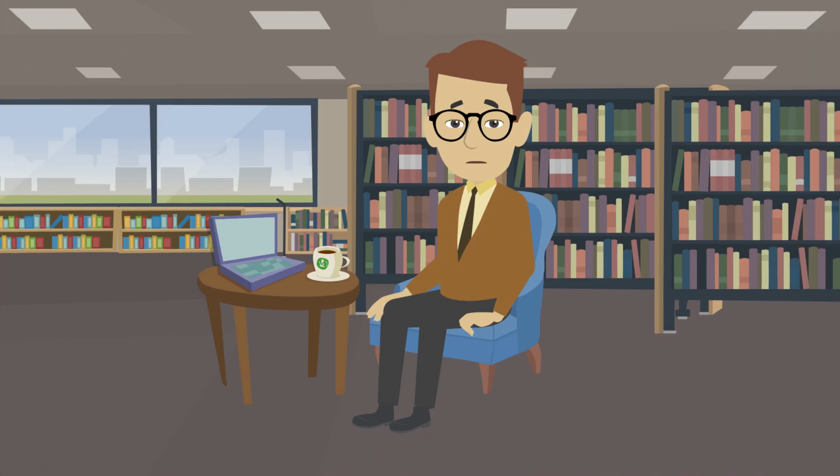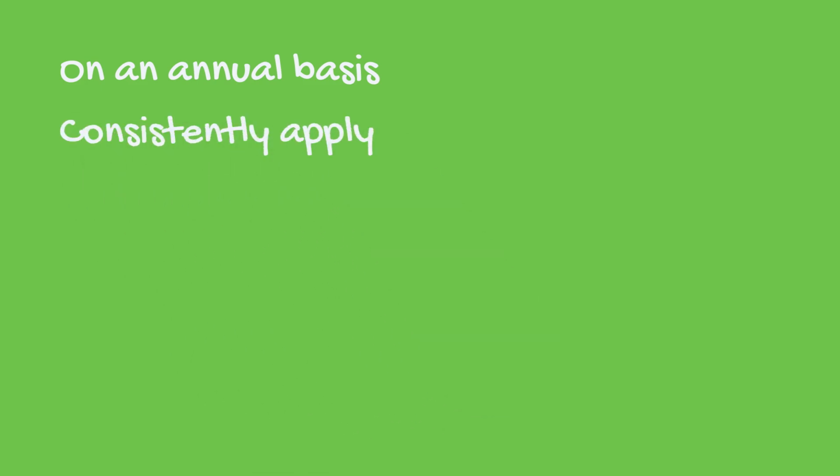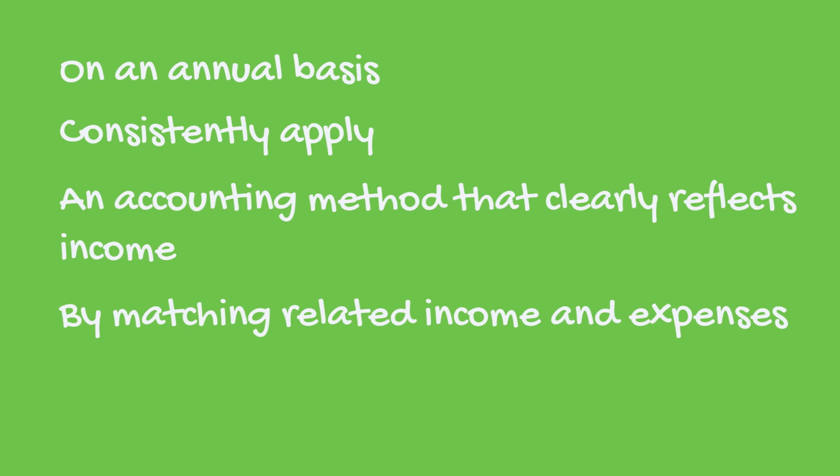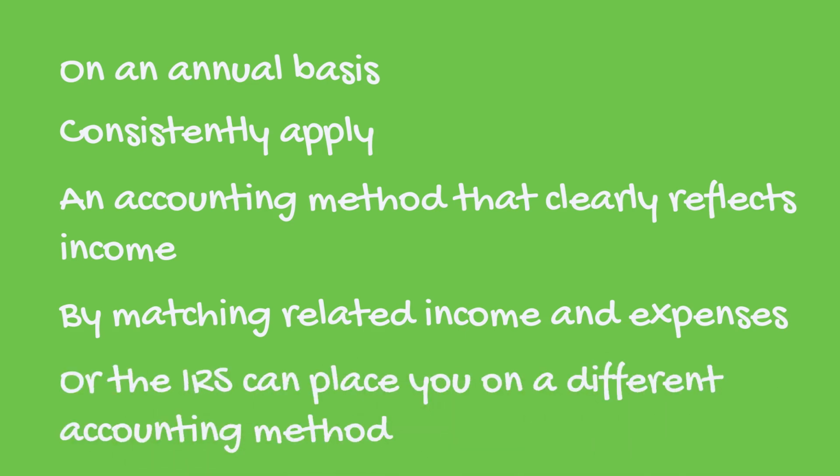So to wrap up our discussion of the clear reflection of income requirement, compute your taxes using whatever facts are known or knowable at the end of the year. Apply the same methodology to those facts that you used last year unless the IRS says otherwise. Whatever accounting method you use must clearly reflect your income. Your income is clearly reflected if you get a reasonable match between this year's gross receipts and what you spent in earning those receipts. If your accounting method does not clearly reflect income, or if you changed to your current method without IRS permission, the IRS can change your accounting method to one they like better, within certain limits.